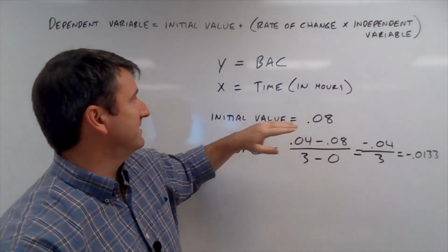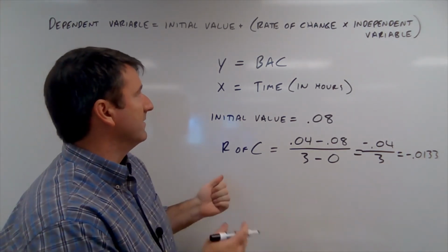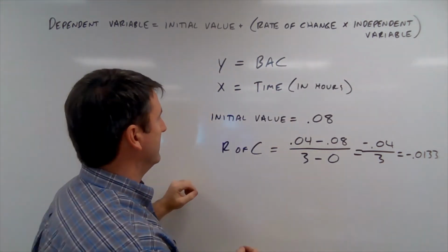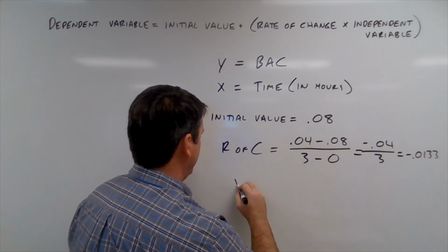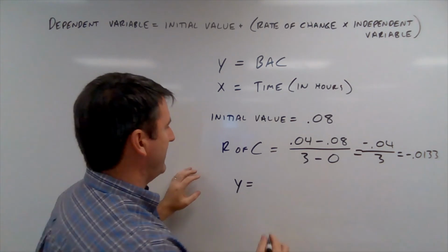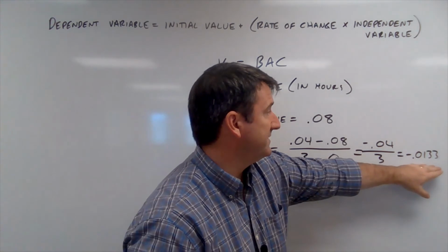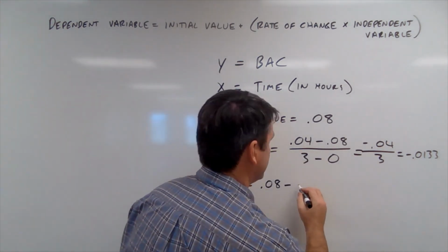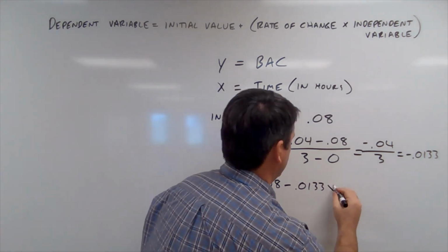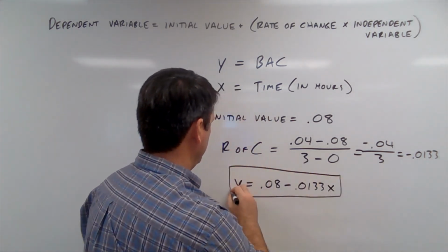We now have rate of change, initial value, and we've determined what our dependent and independent variables are. Now we can just plug it into this general formula. We have our dependent variable, which is y, is equal to our initial value, which is 0.08, plus our rate of change, which is negative, so we're going to say minus 0.0133 times our independent variable, which is x. So this will be our model that we will use.